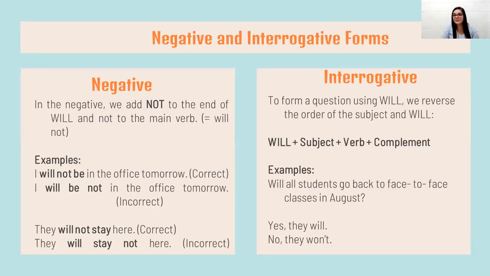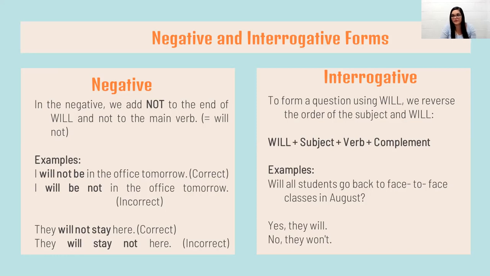Now, when we talk about the negative and interrogative forms of will, or future simple, we talk about this negative construction, saying that in the negative form, we add "not" to the end of "will" and not to the main verb. So you will have "will not" and then the verb form. Example: I will not be in the office tomorrow. That is the correct form. You cannot say "I will be not in the office tomorrow." Another example is: they will not stay here. You will not say "they will stay not here."